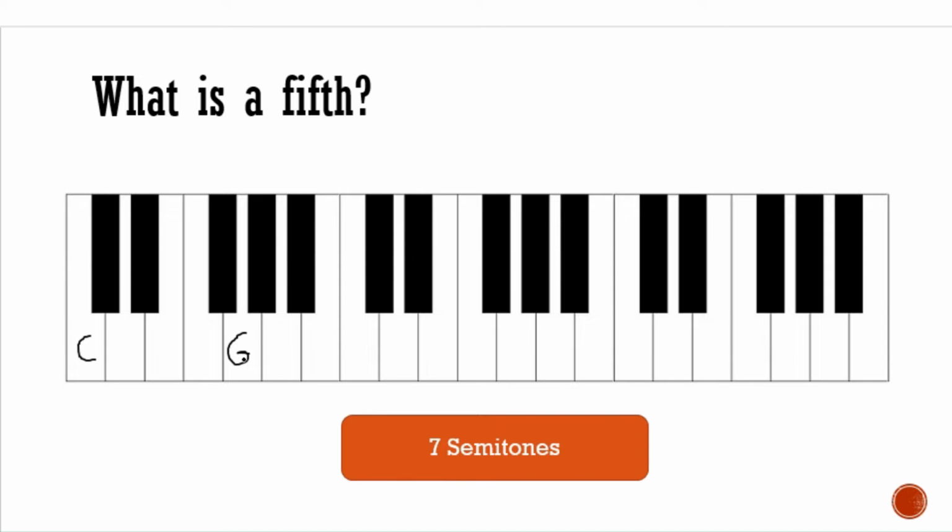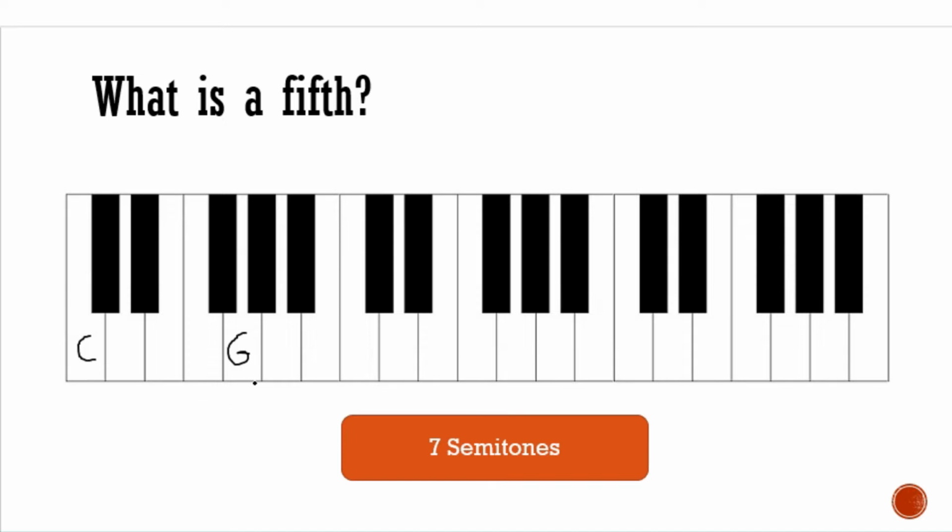It's not always just the white notes, so we need to really remember that a fifth is 7 semitones. So starting on C, I count up 7 semitones, which is including the white and the black notes, to find a fifth from C. So 1, 2, 3, 4, 5, 6, 7. So that's my fifth there from C to G.